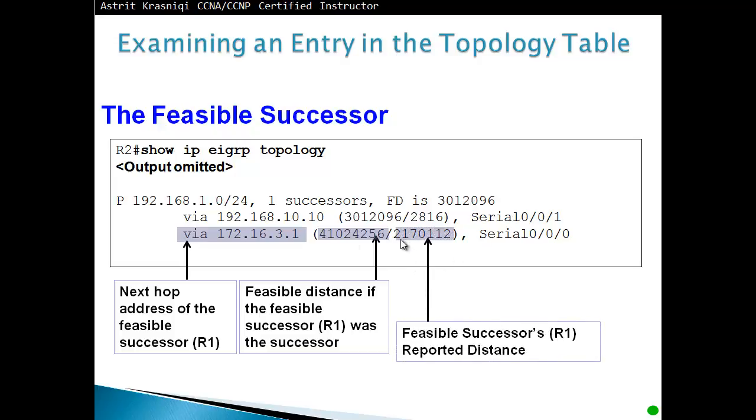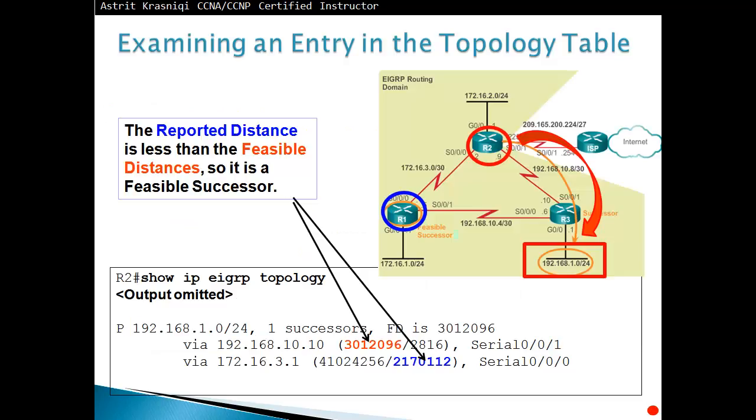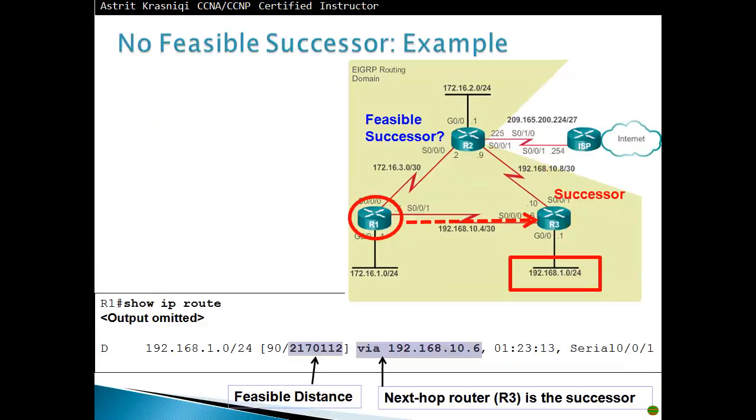This is what they're reporting to us, 2,170,000. Because they're reporting 2 million and our feasible distance is 3 million, for that reason we know it's a feasible successor. And this is the exit interface, if we want to use them. So the reported distance is less than the feasible distance, so yes, router 1 is our feasible successor.